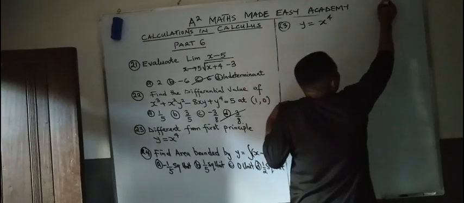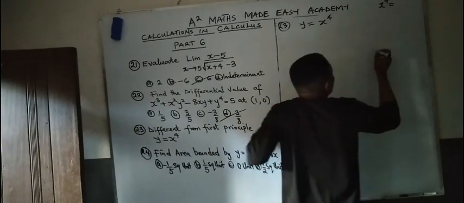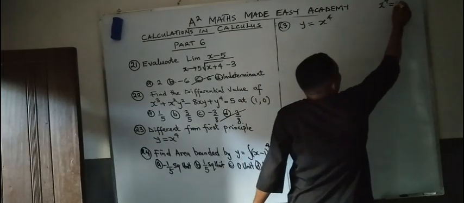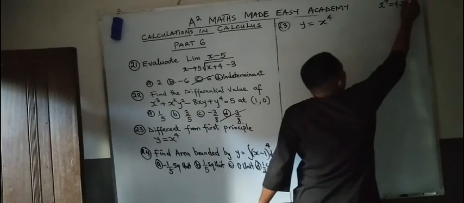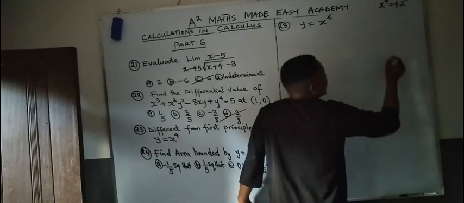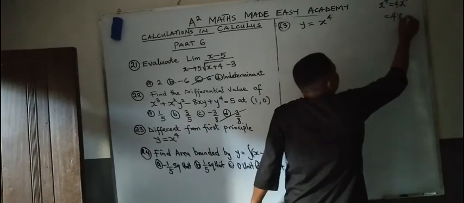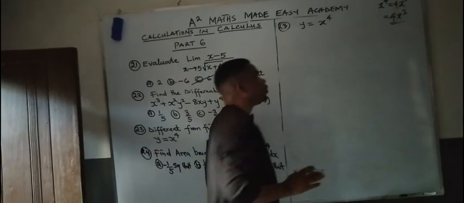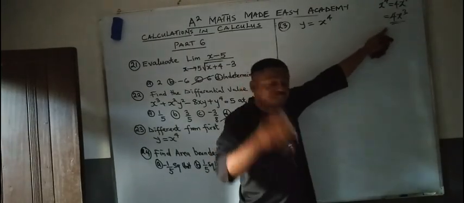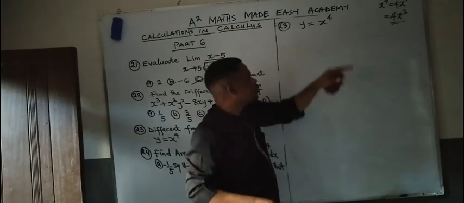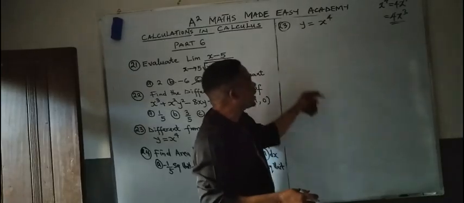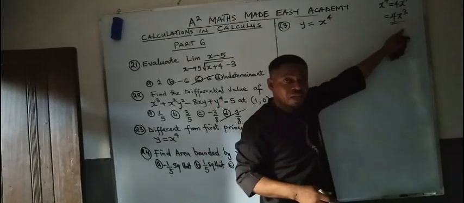Remember, if I'm to differentiate x raised to power 4, first of all, I will consider the power. What's the power? 4. Repeat the question, which is x to power 4, and introduce minus 1. So the final answer is 4x raised to power 3. That is all using the normal method. But this one is first principle. Let us approach it and know whether we can get exactly what we got here. Are you with me now?